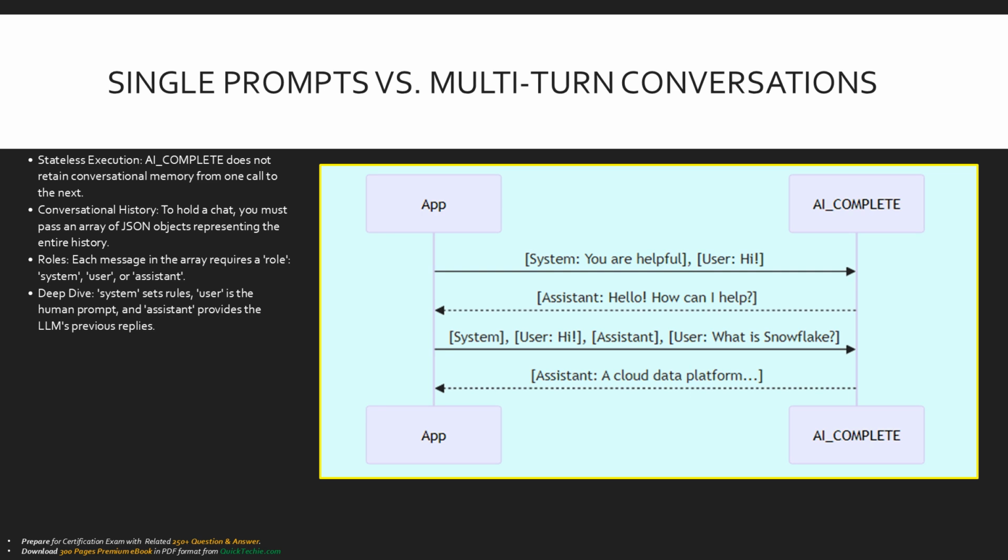Let's trace a multi-turn conversation using this sequence diagram. In the first interaction, the app sends an array containing a system instruction and a user greeting. AI Complete processes this and returns an assistant response. In the second interaction, notice how the app must send a much larger payload. It resends the original system instruction, the first user prompt, the previous assistant response, and finally the new user question. This expanding payload is necessary because the Snowflake function is stateless. The app is responsible for holding the memory and passing it back on every turn.